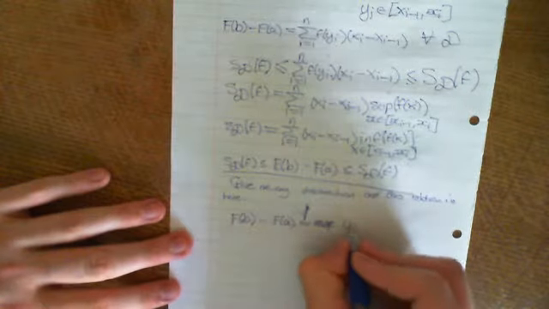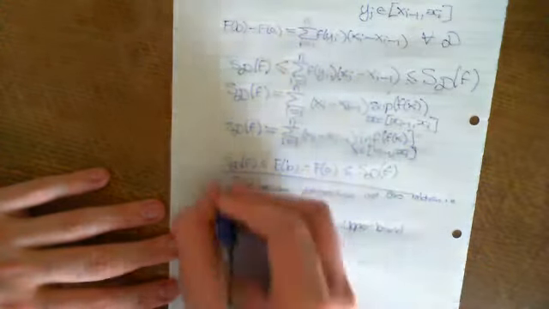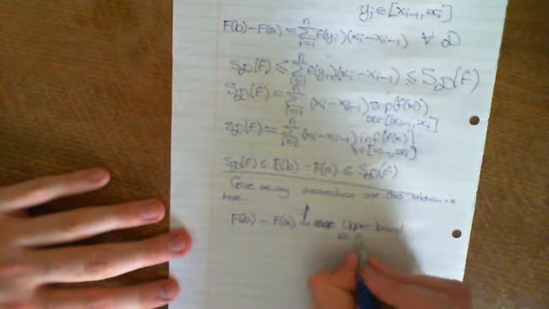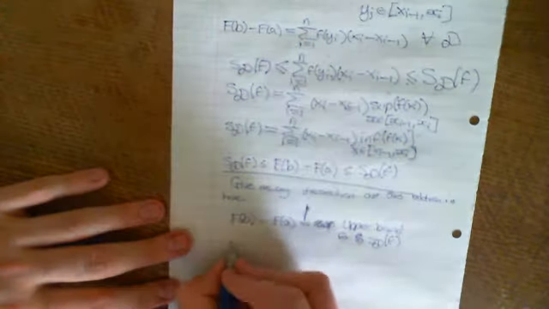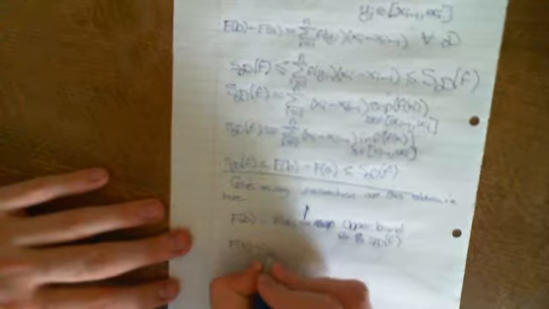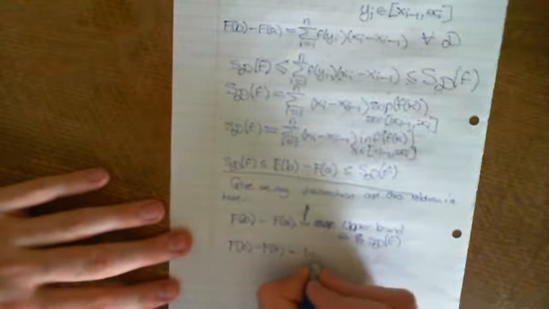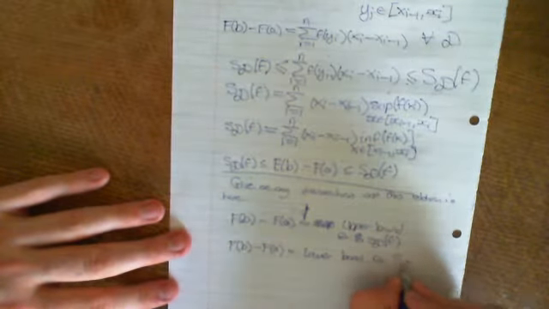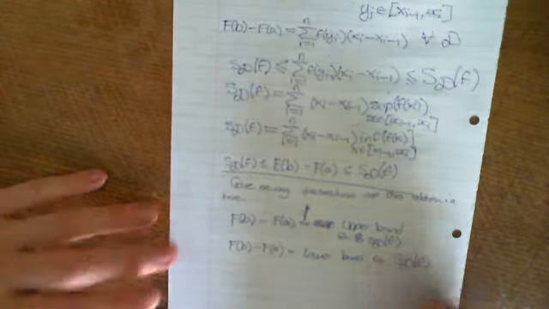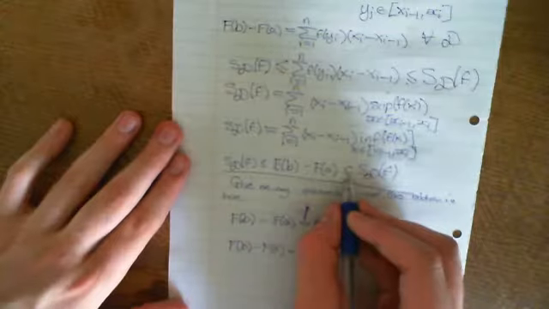F of b is an upper bound. We don't know it's the least upper bound. It's an upper bound for the lower Riemann sum, so that should be a little s, of d of f, and we also know that its lower bound is a lower bound for the upper Riemann sum over dissection of f. Once again, we do not know that it's an infimum. We do not know that it's the greatest lower bound, because this doesn't tell us that.